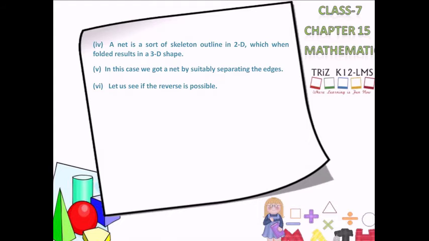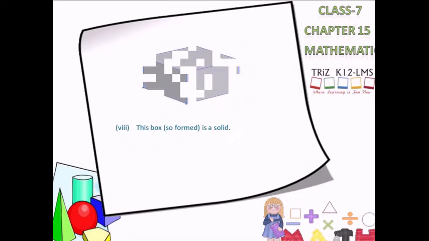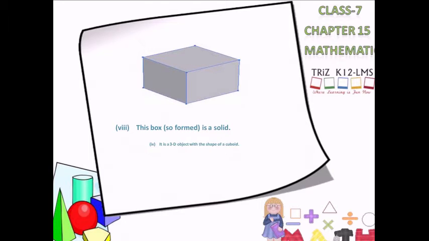Let us see if the reverse is possible. Here is a net pattern for a box. Copy and enlarge it and try to make a box out of it using a glue stick. This box so formed is a solid. It is a 3D object with the shape of a cuboid. Similarly, we can get a net for nearly every 3D shape.